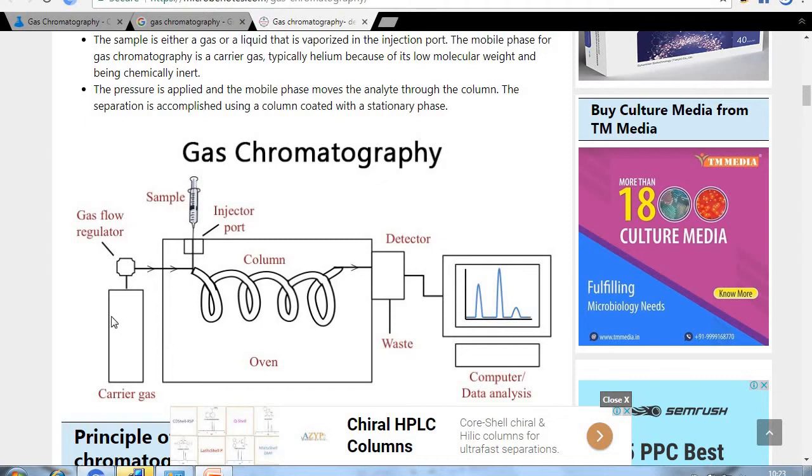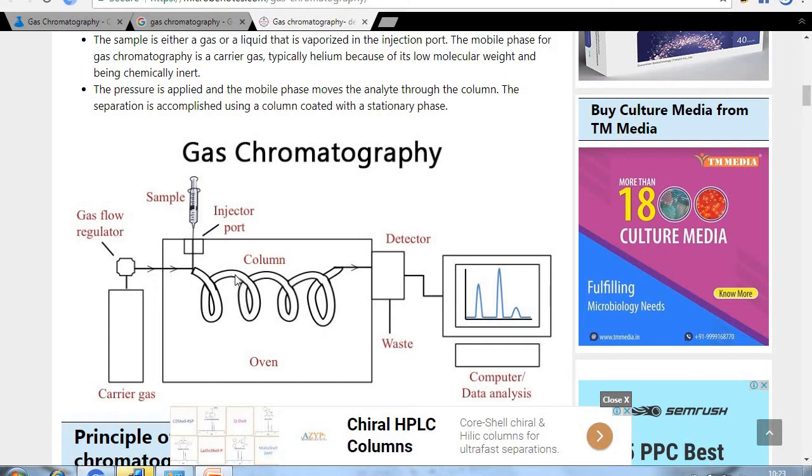You have a cylinder which contains the carrier gas, and here you have the gas flow regulator, which is for controlling the flow rate of the gas. It could usually be a rotameter. Through this, the gas will be purged in. Then you have the sample injector port, and a micro syringe for delivering the sample into the column. Here you can maintain a very high temperature, because this entire setup is in an oven.